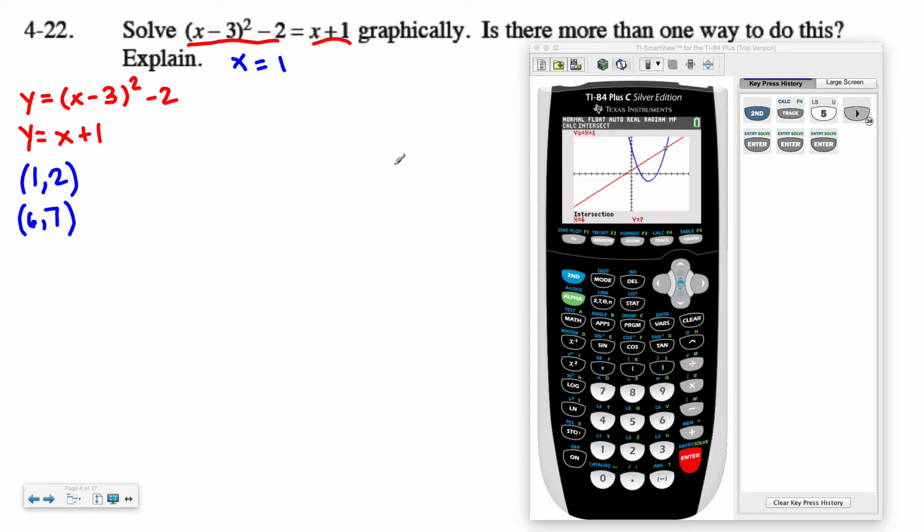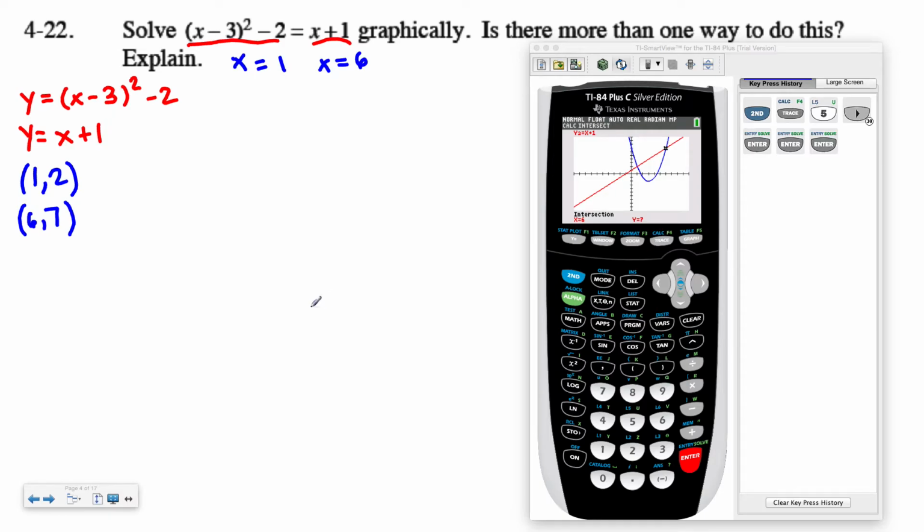But remember, we're focused on the x values because the x values are what we're looking at up in our original equation here. We just turned them into functions. We brought y into this. So we know that our other part of our solution is going to be where x equals 6.